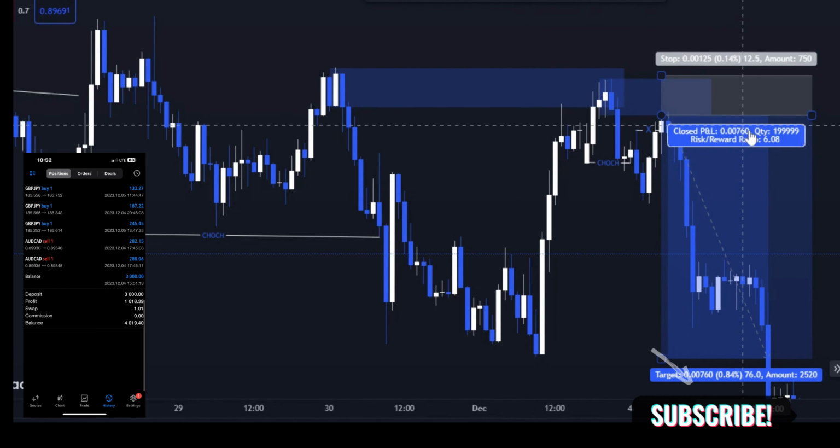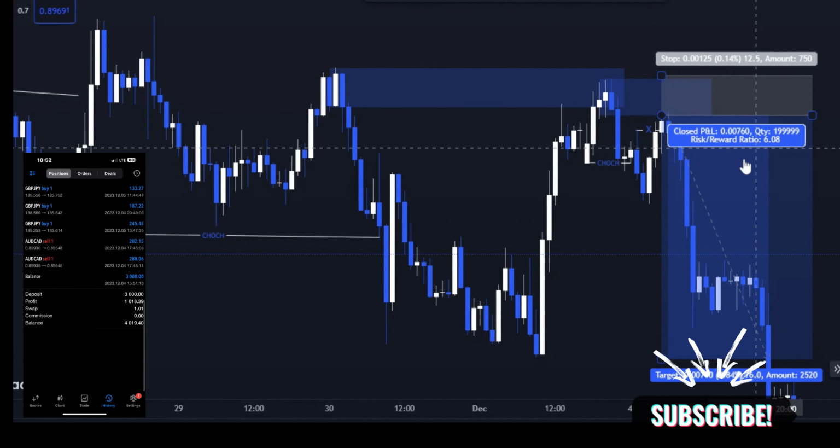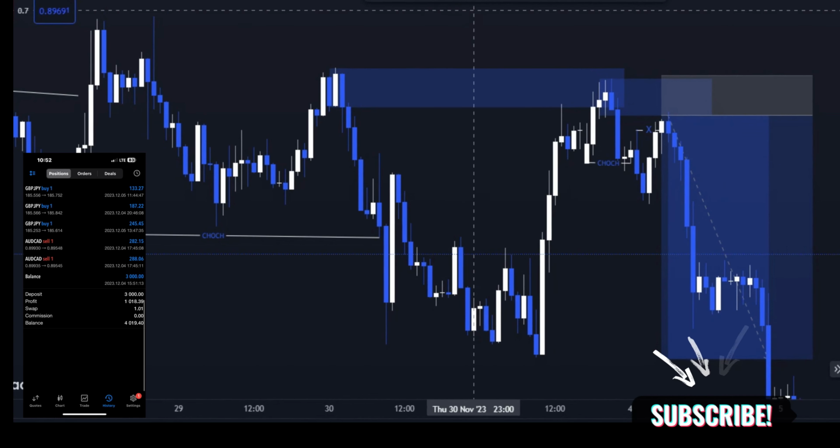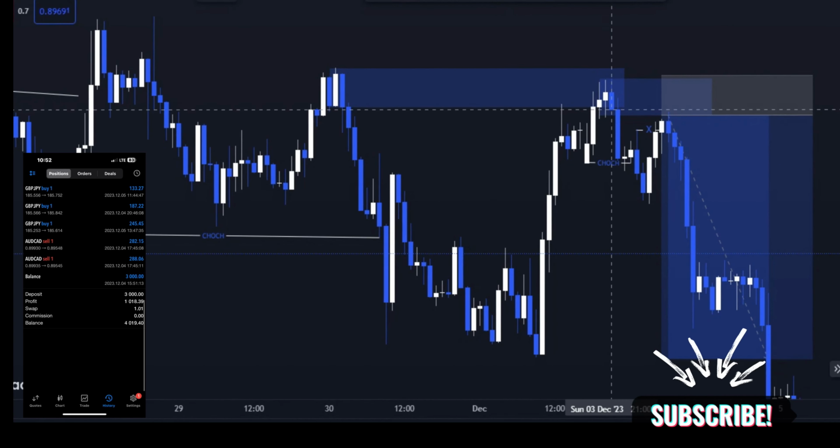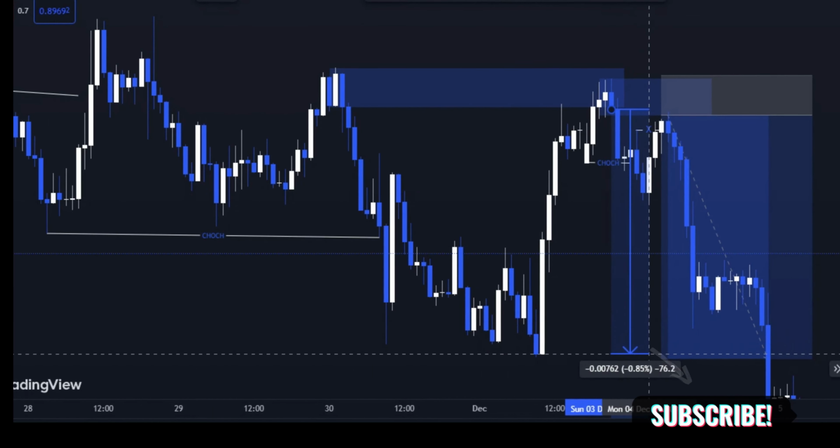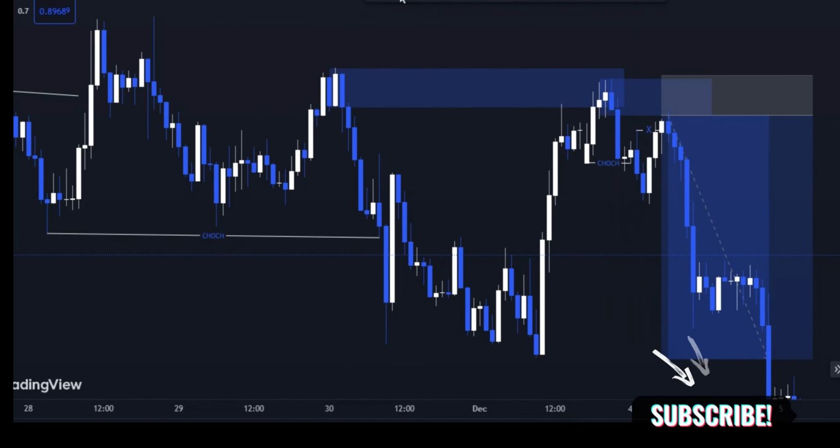So price gave us a 1 to 6 risk to reward ratio, with about 76 pips in take profit.